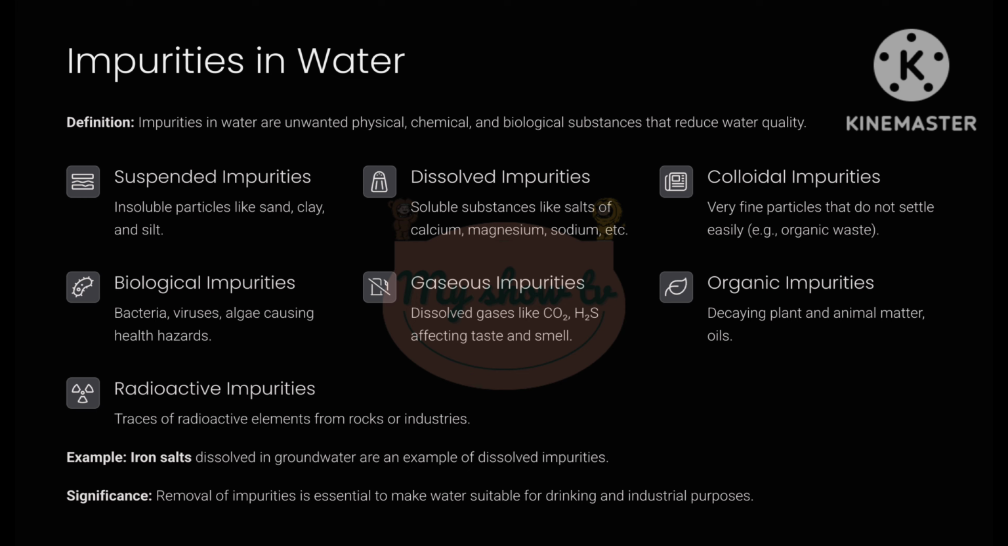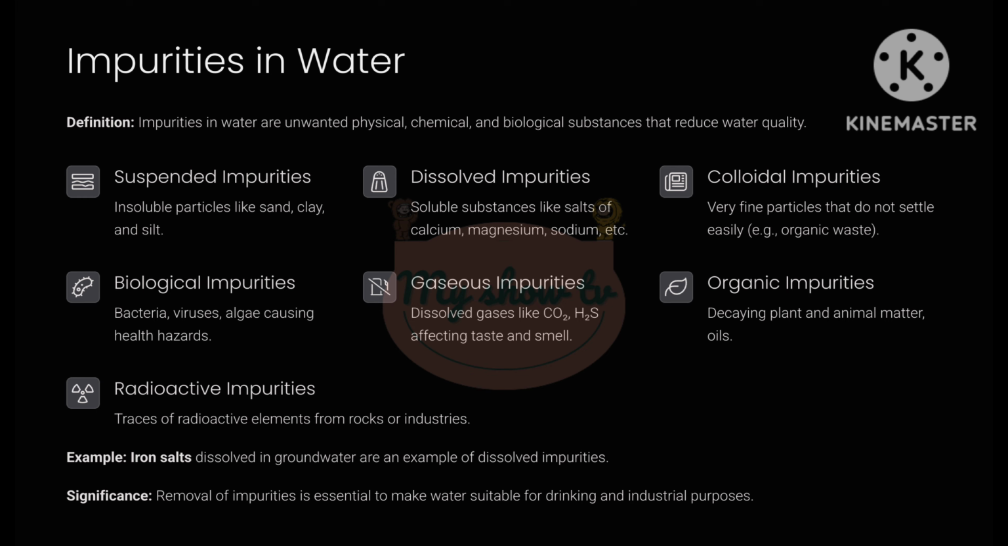2. Dissolved impurities. These are soluble substances like salts of calcium, magnesium, sodium, and potassium. These cannot be seen but affect water taste and quality. 3. Colloidal impurities. These are very fine particles of organic matter or clay that do not settle easily. They make the water appear muddy and turbid. 4. Biological impurities. These include bacteria, viruses, algae, and other microorganisms. They can cause waterborne diseases like cholera and typhoid.